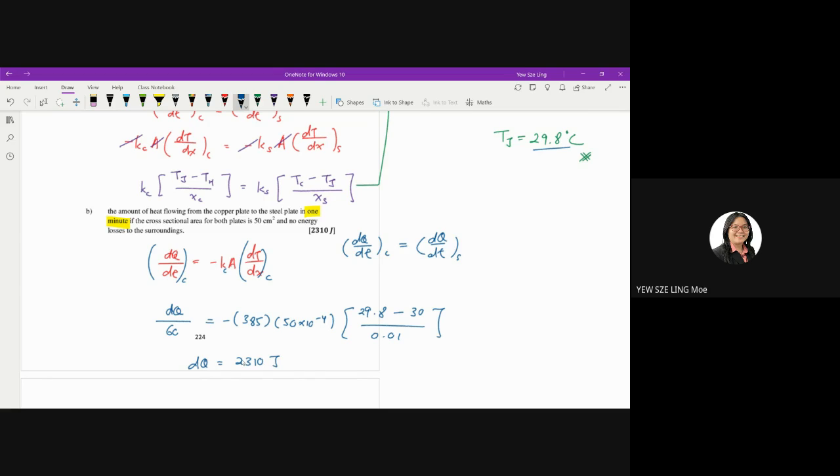All right, so every minute you have 2310 joules flowing through the plate. So that is how you solve question B. Okay, that's how you solve question B.